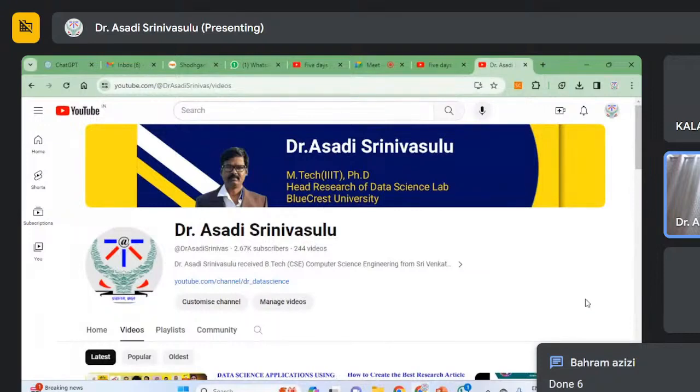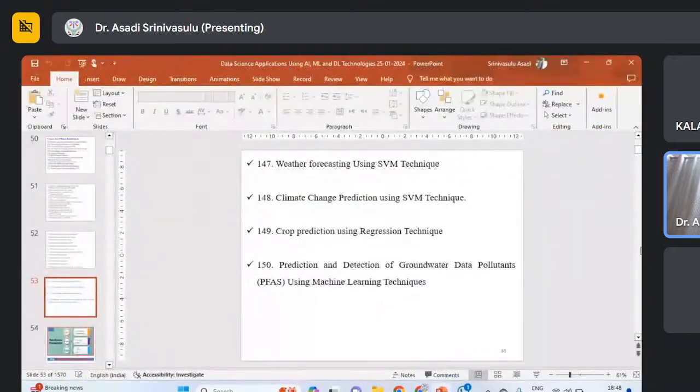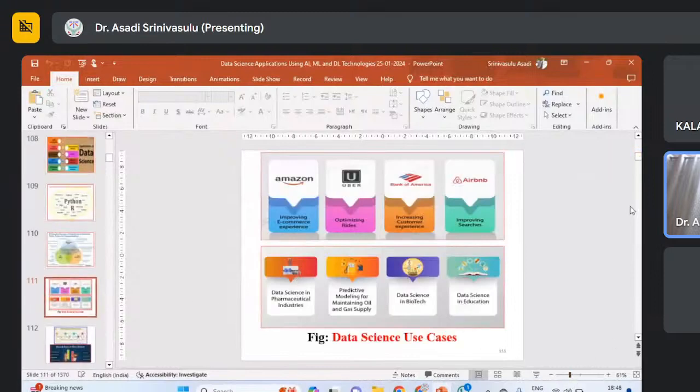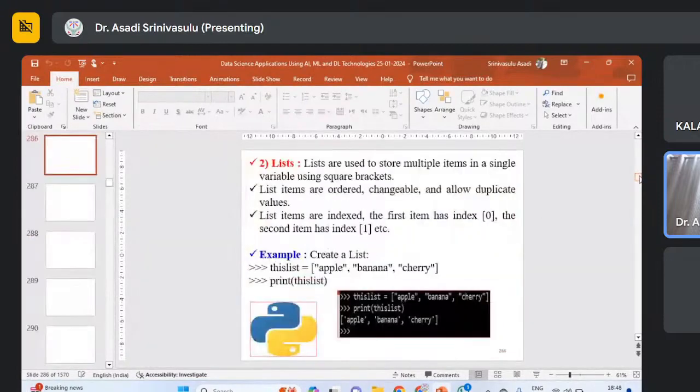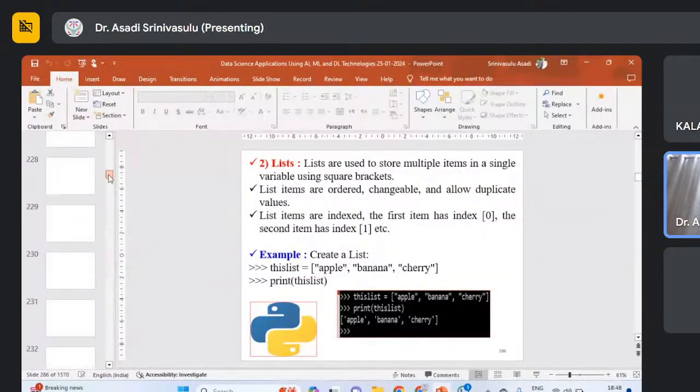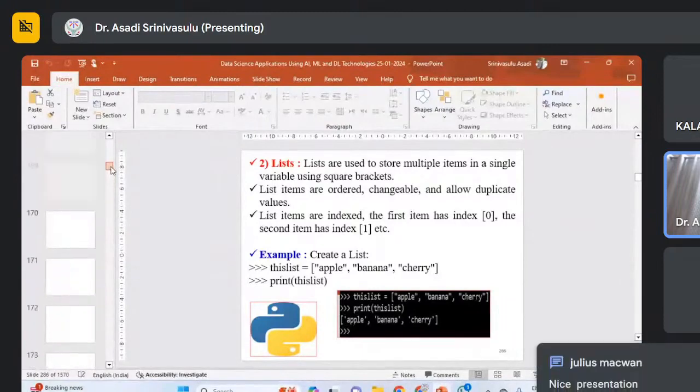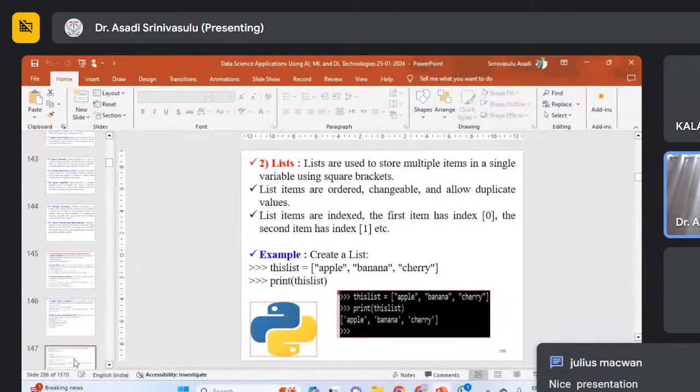See, now I'm demonstrating a practical session on data science applications. These all are theory sessions. You may get bored. That's why I'm going to demonstrate a practical session now.